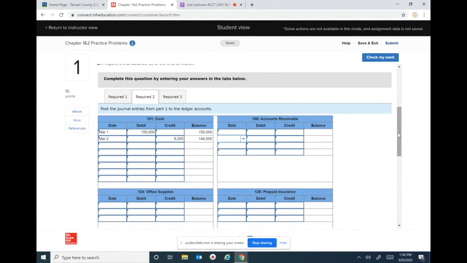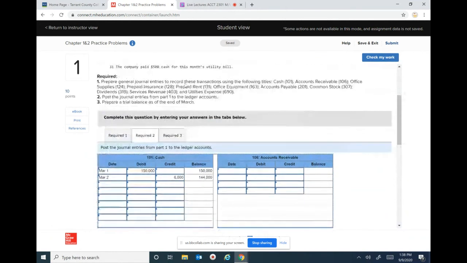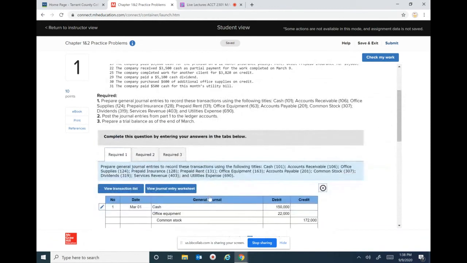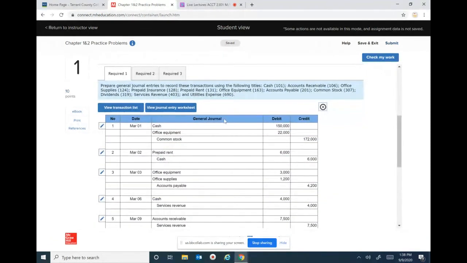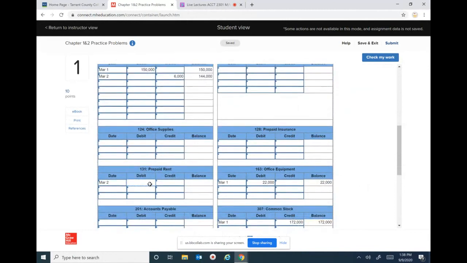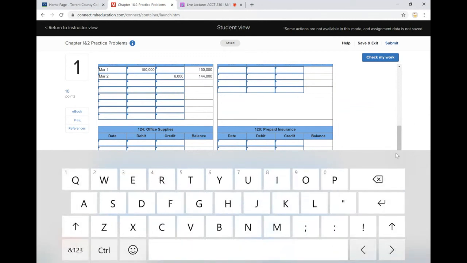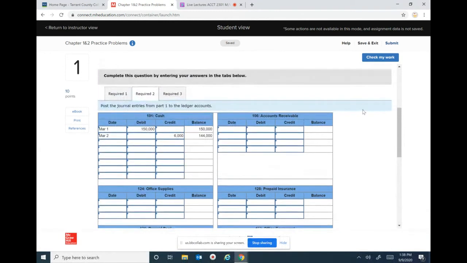And I also know that the $6,000 was to prepay for, was it prepaid rent or what was the transaction? Let's go see. Prepaid rent and cash. Okay, so I think I'm in the right account. So the $6,000 will be debited here. Okay, so here we go. This is what I wanted to talk to you about.